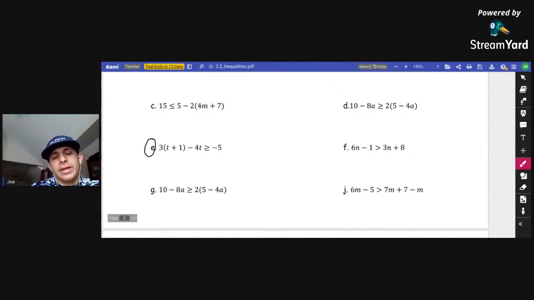Right, so back in our linear equations videos, we see a set of parentheses, so that's kind of our roadmap. We want to alleviate ourselves of any grouping symbols, so we would use the distributive property here.